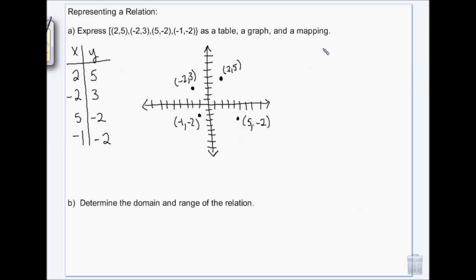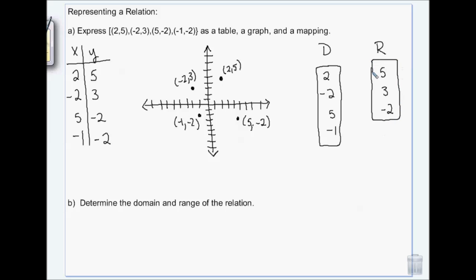And then finally we have the mapping. So I put the domain and range. My domain elements were my x's, right? So 2, -2, 5, and -1. And then my range, I had 5, 3, -2, and -2, but I don't list it twice. And then I draw arrows. 2 goes with 5, -2 goes with 3, 5 goes with -2, -1 goes with -2.